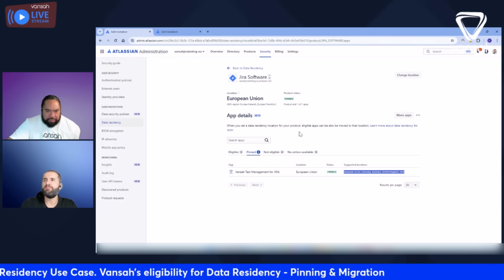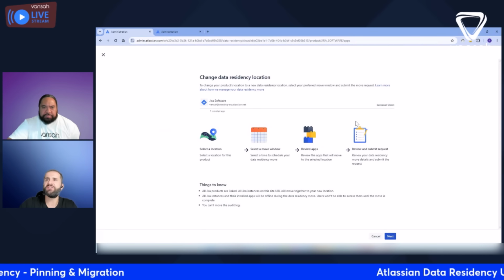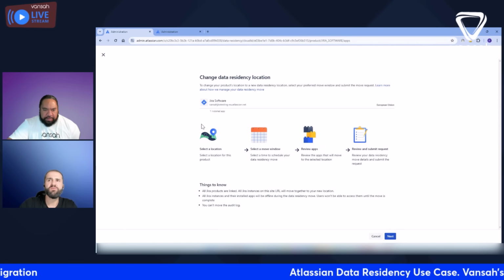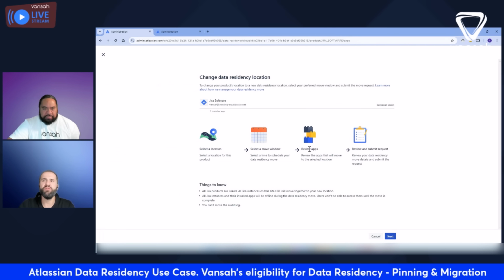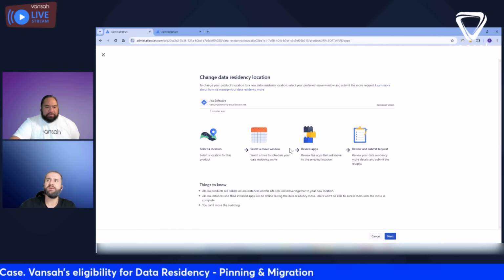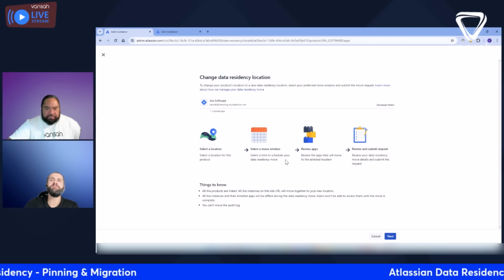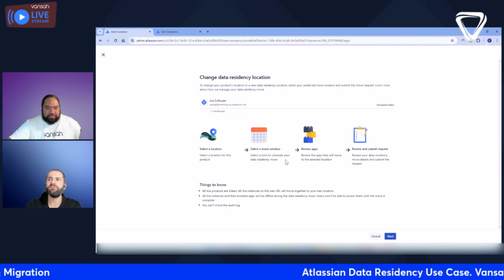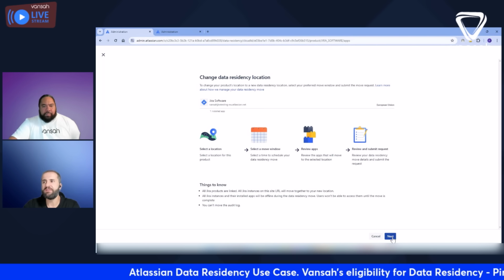If you're looking at moving your Jira workspace to another region, again, simply click on change location. Here's where you need to select the location. This is just telling you the process to go through: you select the move window, you review the apps, and review and submit that request. So it's quite simple and straightforward, right? Well, look, it's meant to be as simple as possible. It's very much a four-step process, but I think it's easier if we click onto that.